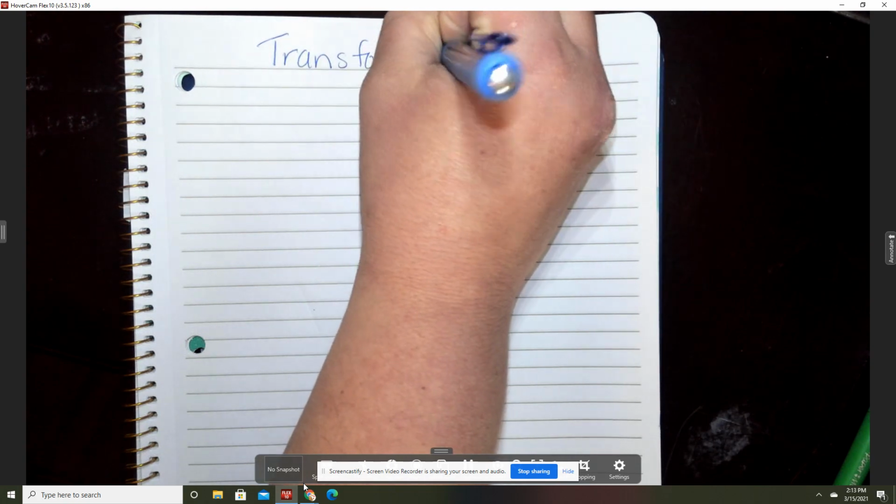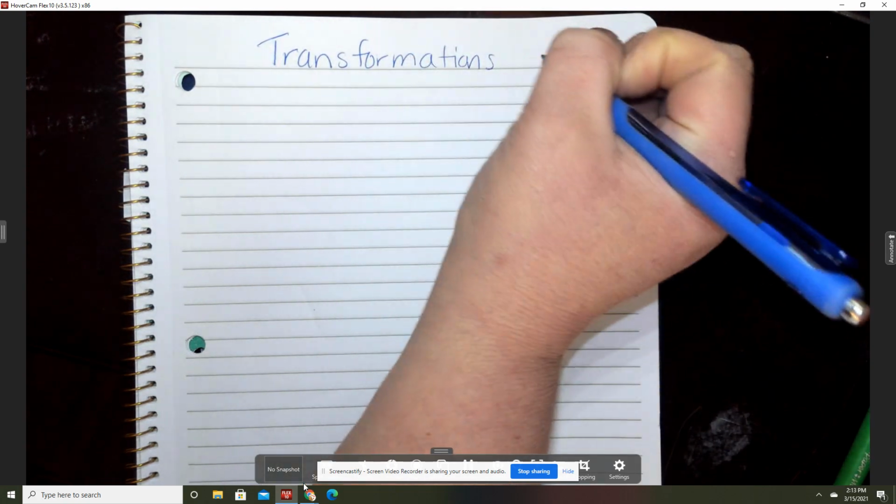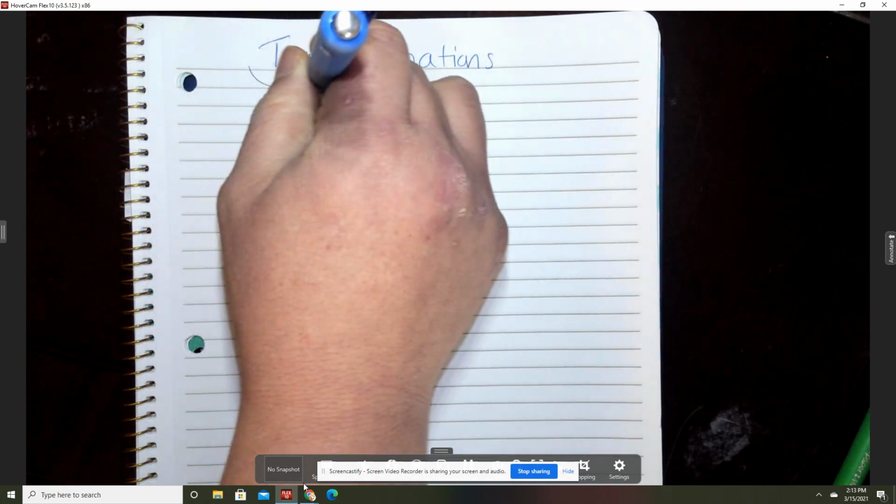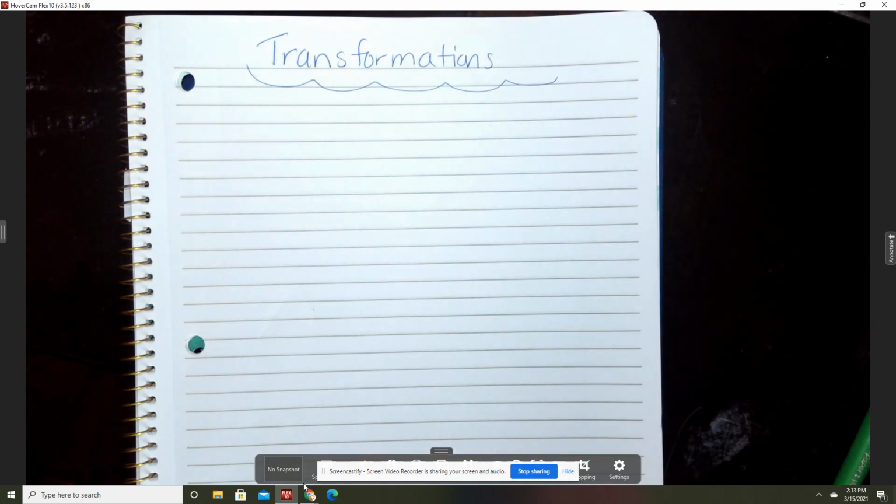Hello. Okay, so today we are talking about transformations, and we're going to take some notes on this. So please make sure to get out a piece of paper or your notebook and get these notes down with me. All right, so transformations happen with your polygons, and there are three ways that you can move a shape.